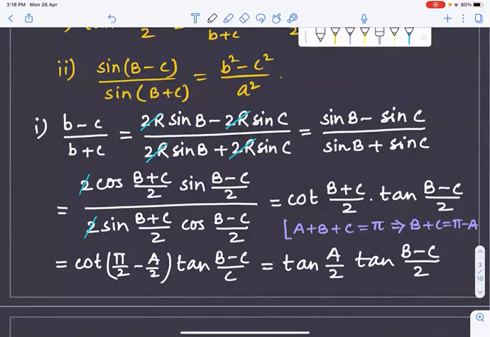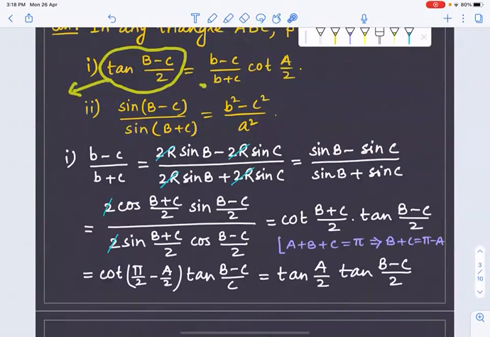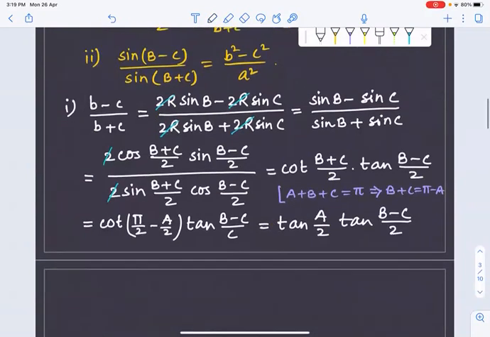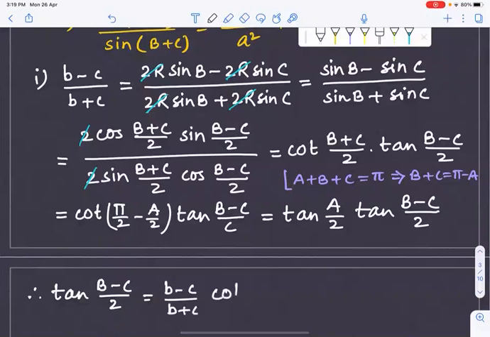This is what I have got so far. Now let us go back to the question. They're asking to find the value of tan of b minus c by 2 in the left hand side, and the right hand side should be like this. And that is done because you can just now cross multiply, or you can take this tan a by 2 to the other side. You can just say that the answer is, therefore, tan of b minus c by 2 is equal to b minus c by b plus c into cot of a by 2. Tan a by 2 came to the other side and it became cot of a by 2. This is how it is proved.